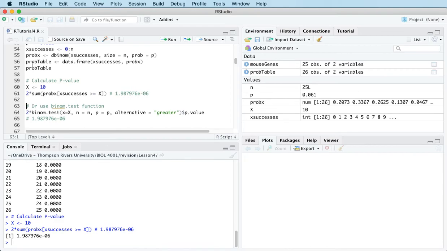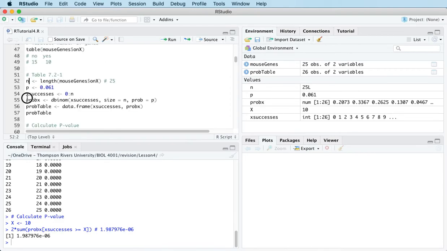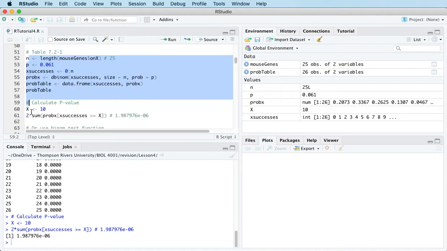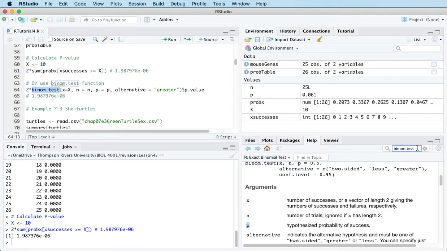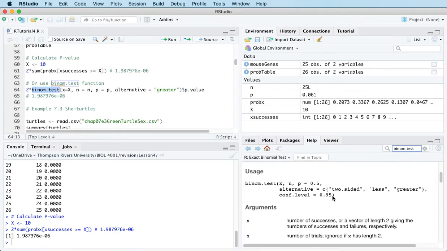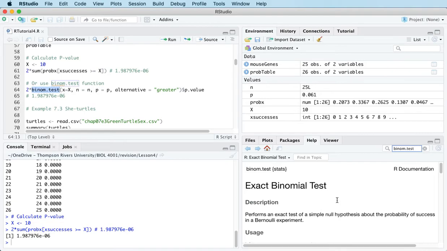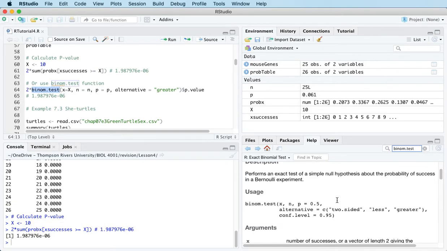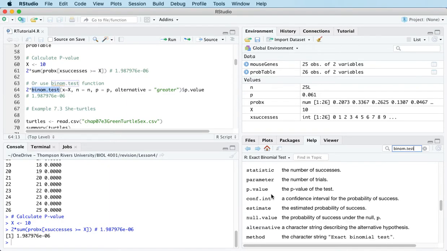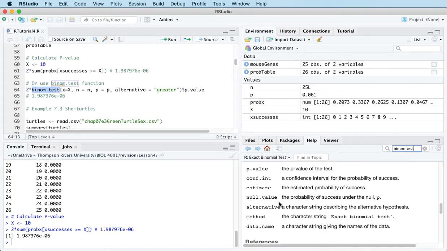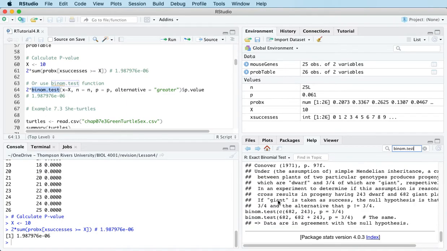Another way of doing this without having to calculate all these probabilities by hand is to use this function here, binom.test, and we can take a look at what that function does here. So it performs an exact binomial test, and here's all the details. Here's the arguments that you need to use. This is what the test returns, and then there's some examples down here.